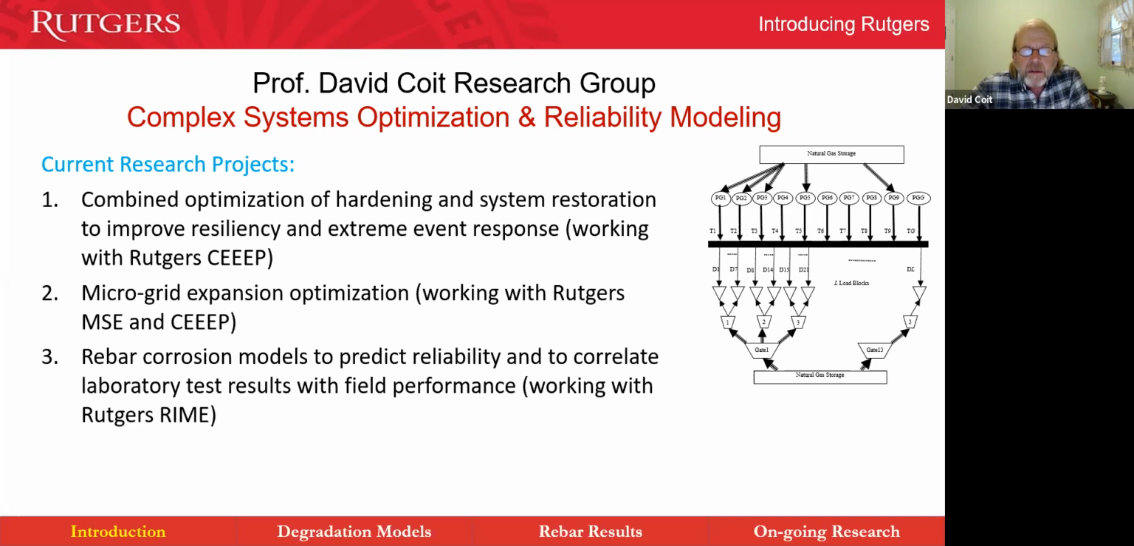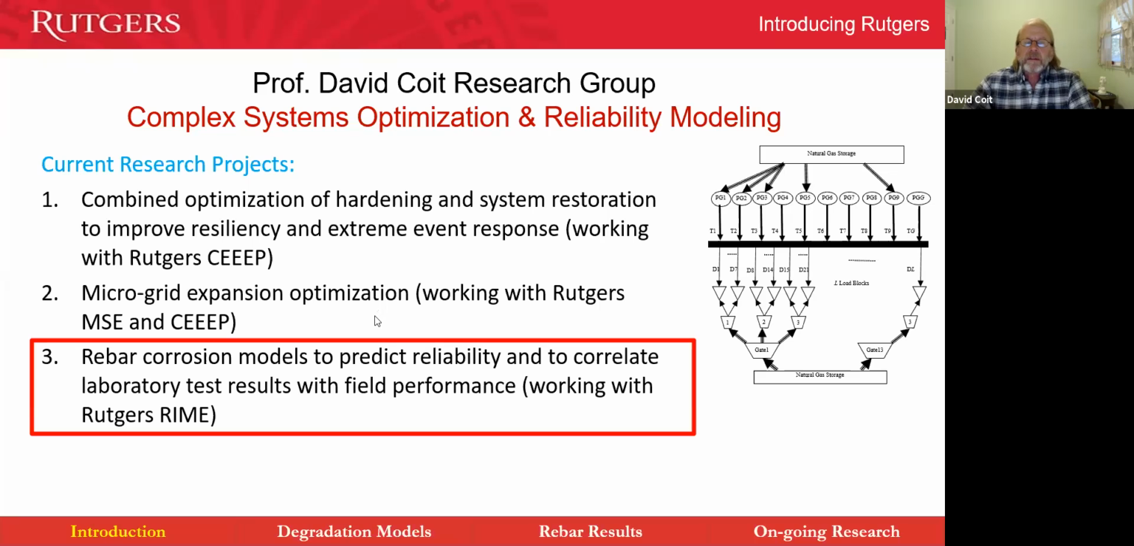Today's talk is on this corrosion modeling of the rebars. Why? To predict reliability, of course, but also to correlate lab results where hopefully you can accelerate corrosion. Accelerating corrosion might be useful to understand it, but unless you can mathematically correlate and translate those results at accelerated conditions to field performance, then it's not being fully utilized. And that's what we're working on with the Rutgers RIME.